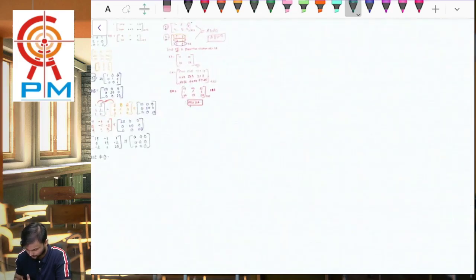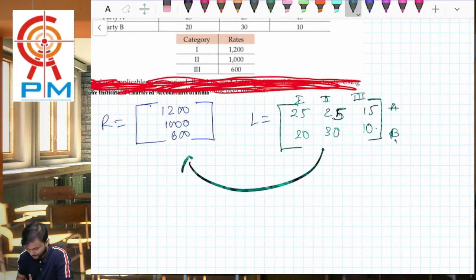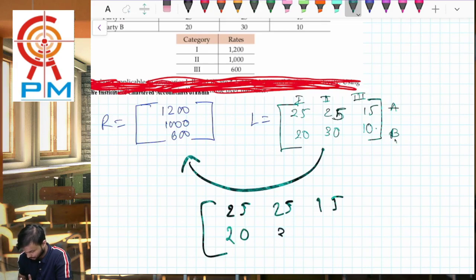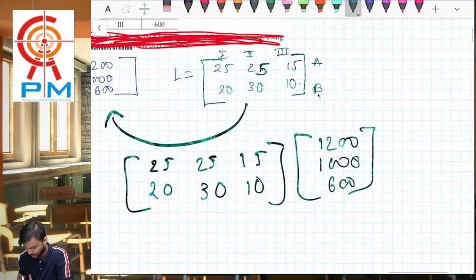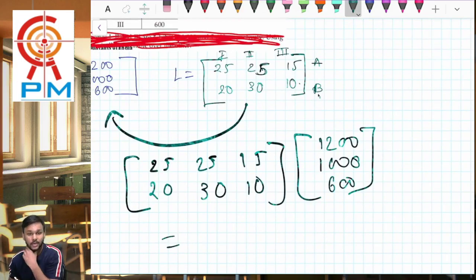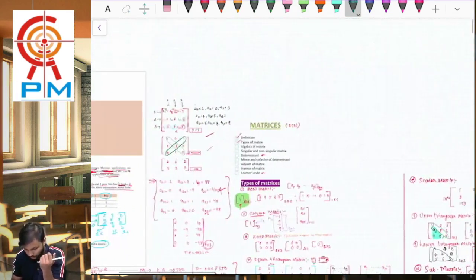So if I have my matrices over here, what we have to do is multiply these matrices with these. You just have to write 25 25 15 20 30 10 multiplied with 1200 1600. Take the multiplication of these two, you will get the answer. It's very simple. That is homework for you guys. Then in the next video we will move on with the new topics of matrices.